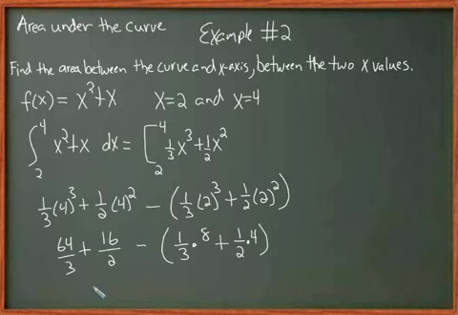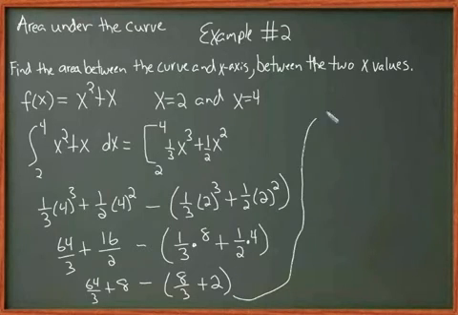Okay, so then we have 64 over 3, and we have 16 divided by 2, which is 8. Okay, and we can't divide 64 by 3, so we leave it like that. Minus 8 over 3, and then plus 4 over 2, which is 2. Now we want to try to combine everything and leave it in a fraction.